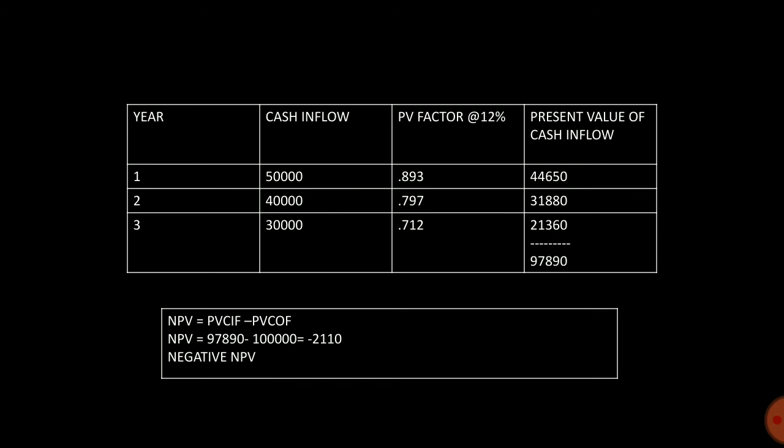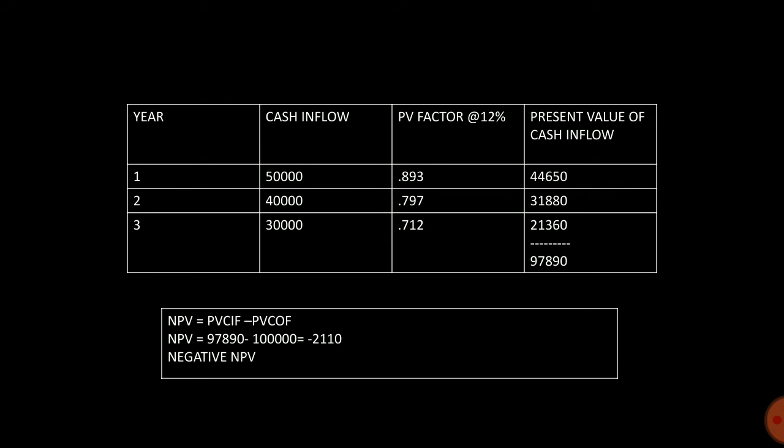Then we want to multiply cash inflow with these present values. So 50,000 into 0.893 is 44,640. Then second year 40,000 into 0.797, that is 31,880. Then third year 30,000 into 0.712, that is 21,360. Then we want to add all these three figures, and that is present value of cash inflows.